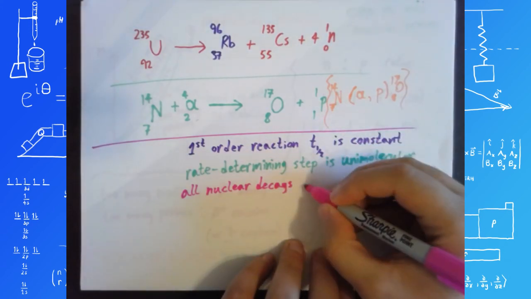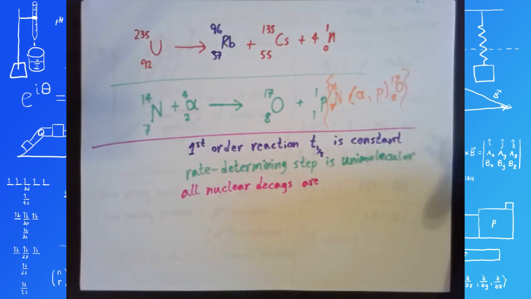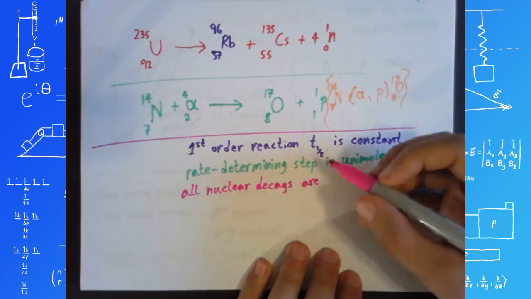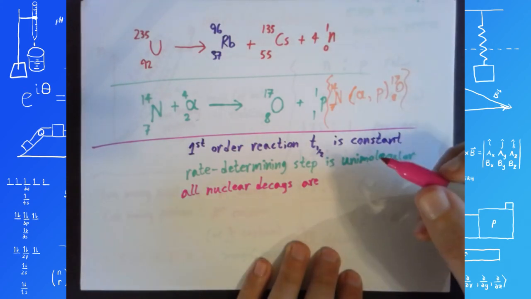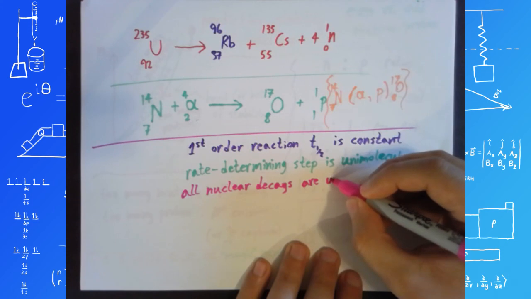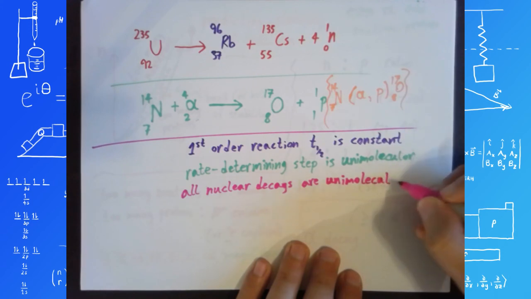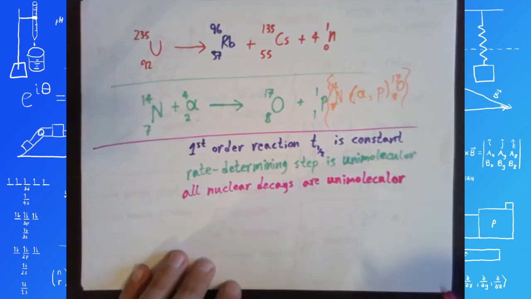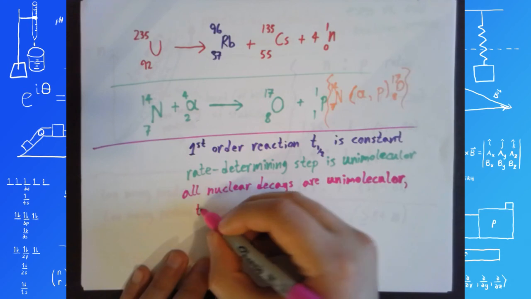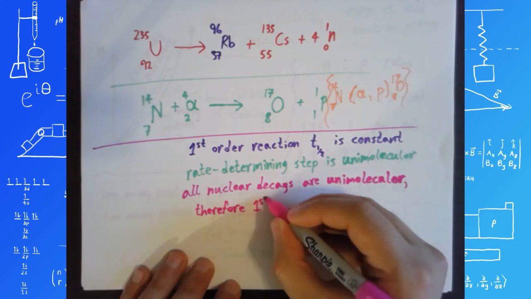All nuclear decays are first order because the only thing you need to decay is one nucleus that's not stable. If it's an unstable nucleus, it can decay all on its own. It can eject whatever particles it needs to eject, and it doesn't need outside assistance. All nuclear decays are therefore unimolecular. You don't have to interact with any other particles from the outside. All nuclear decays are unimolecular, therefore first order.